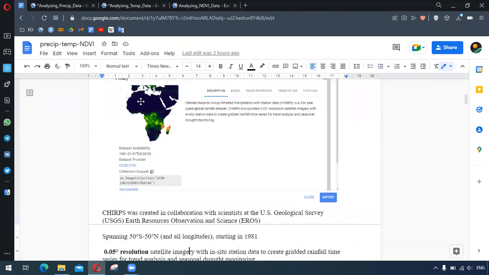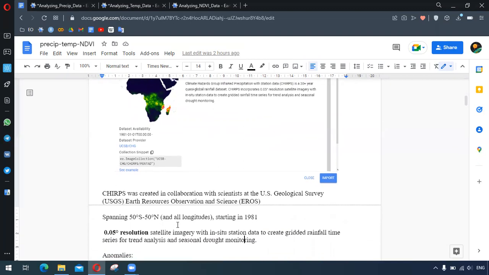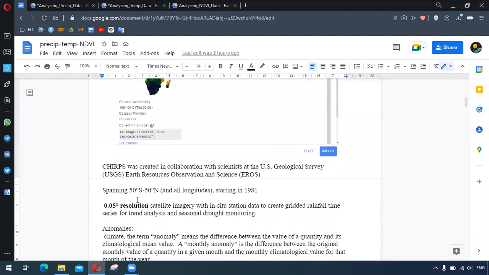So the dataset CHIRPS was created in collaboration with scientists at the US Geological Survey Earth Resources Observation and Science center. And this spans from 50 degrees south to 50 degrees north and all longitudes, and starts from 1981. So here we have the resolution, 0.05 resolution. If you are new to the concept of resolution, there is also this way of denoting resolution by degree. And this can be converted into kilometers.